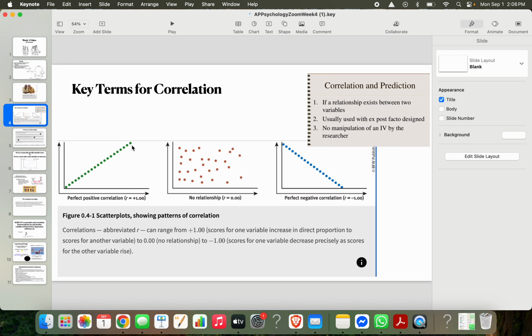Remember, we can have a perfectly positive correlation if as one variable goes up, the other goes up in a perfect straight line, and we'd see a correlation of +1. We can't get better than +1. No relationship is r equals 0. Negative simply shows that as the x-axis, the independent variable, goes up, the dependent variable goes down. That's all negative means. So correlations can only go between +1 and -1, with 0 being no relationship at all.